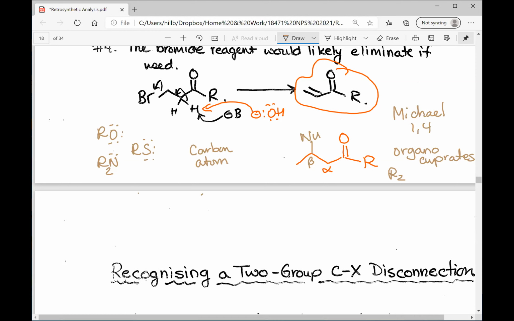So an organocuprate, if you don't remember, looks something like this. You'd be transferring one of these R groups, and it's basically a copper lithium species. We'll see some of these in the future. But if you've got a nucleophile on the beta carbon, this could be a ketone, an ester, even an amide, 1,4 addition is possible. Aldehydes, not necessarily as useful, because aldehydes are quite a reactive functional group. So let's keep that in mind.